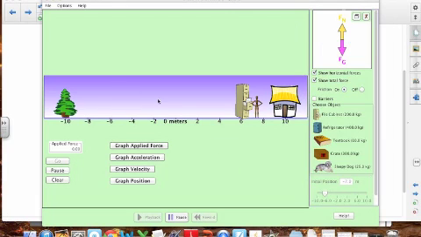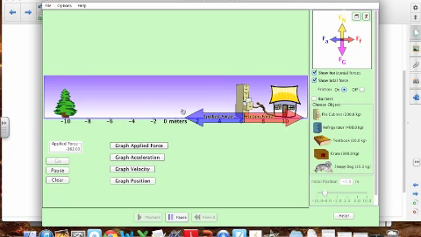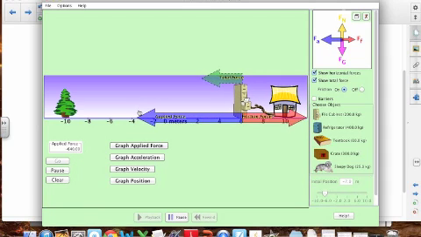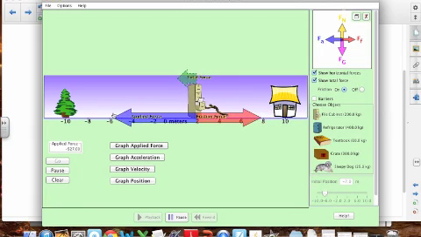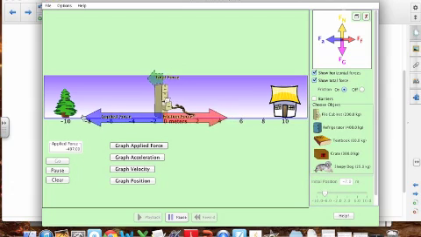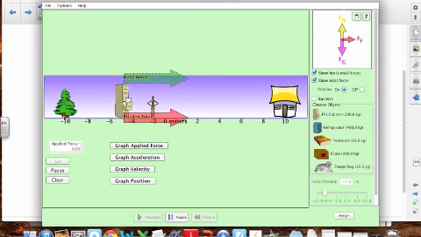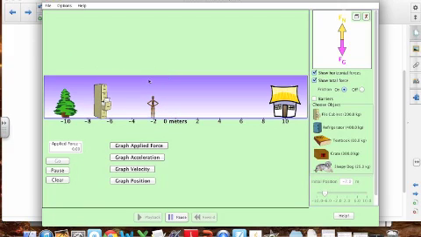Now, if we push the file cabinet to the left, notice that the net force, the total force, also points to the left after we apply enough force. And then if I let go, look at that. There's no longer any applied force, so the net force is equal to the friction. And in that case, that was kinetic friction, because the file cabinet was moving, and whenever an object is moving, it will experience kinetic friction.